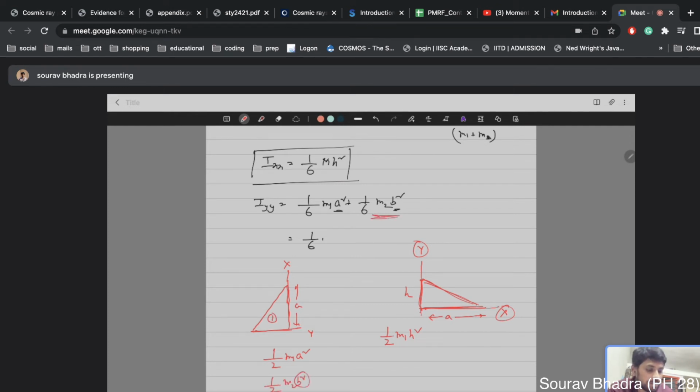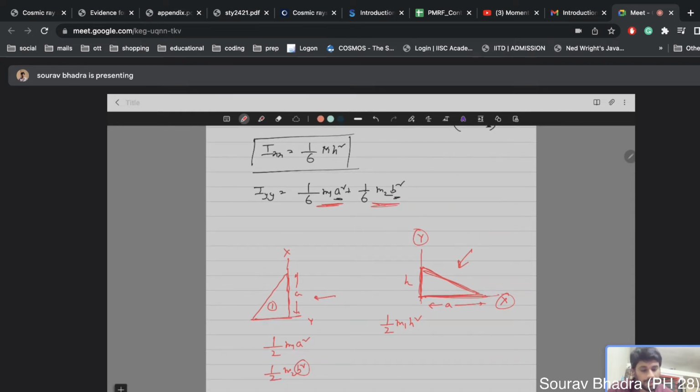So you can see, you can identify those: m1 a square, m2 b square. Why are we getting a and b here instead of h? Because in the first case the height was h, but in this second case the height of the first will be a and the height of the second will be b, because it has been rotated. You can think of it like that. Okay, so that's why you are getting m1 a square and m2 b square.